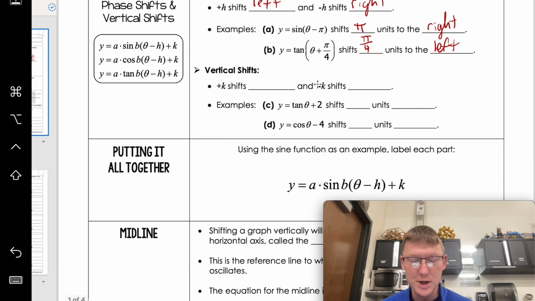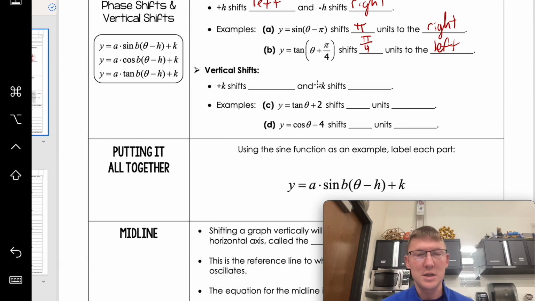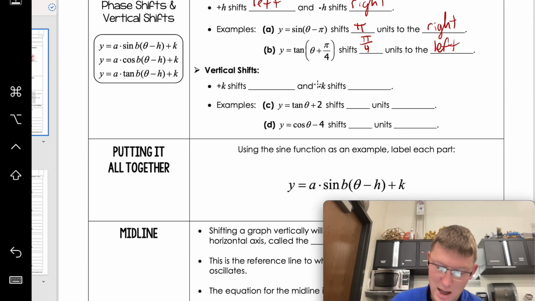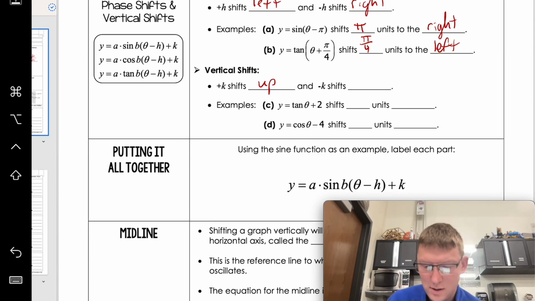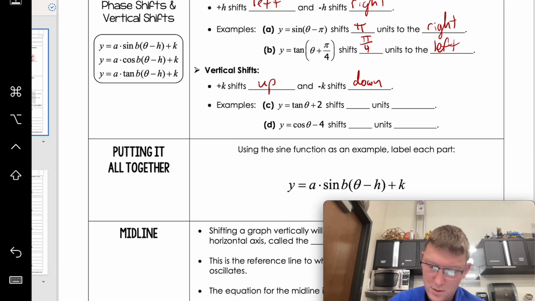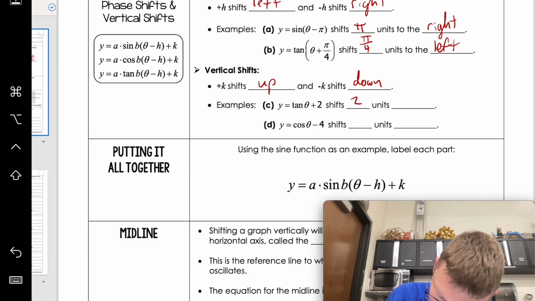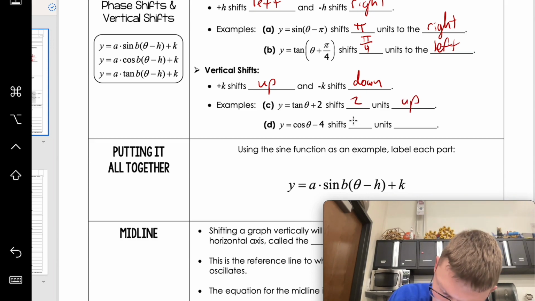So then vertical shifts. The k is on the outside of the trig function. It's on the outside of everything, and that one is kind of normal, if there is such a thing as normal right now. Positive k units is going to go up k units, and negative k units shifts the graph down. So for example, y equals tangent of theta plus 2 shifts 2 units up, and negative 4 shifts 4 units down.